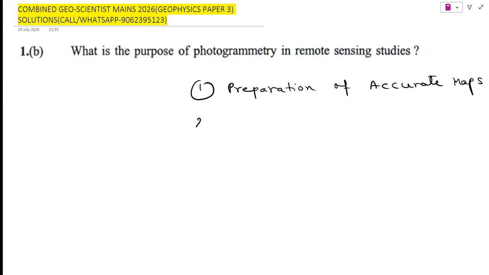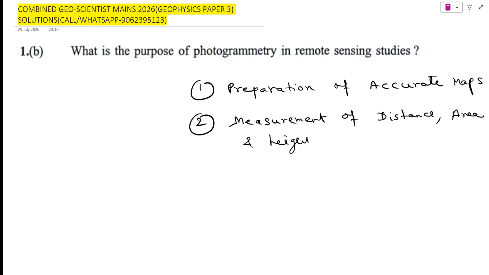Okay. Now, second, that is the measurement of distance, area, and height. Photogrammetry helps us to determine the river width, road length, building height, mountain elevation, forest area, lake area, and that too without physically visiting the location. So this saves the time, money, and manpower. Third is generation of 3D models.